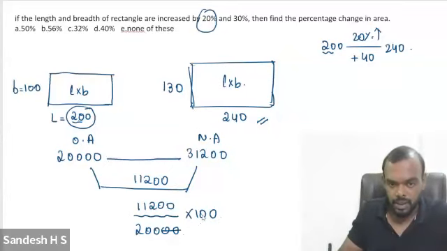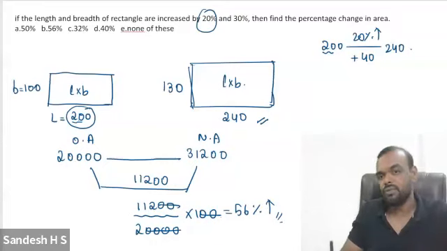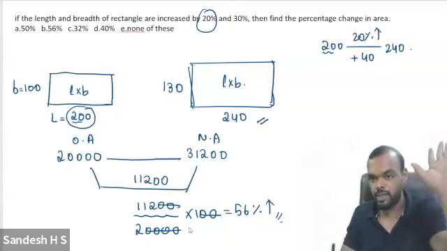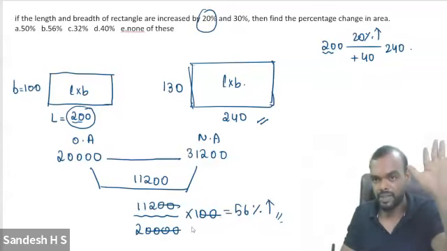So the zeros cancel. 112 by 2 will be 56% increase. 56% increase. Am I clear with this part, everybody, so far?